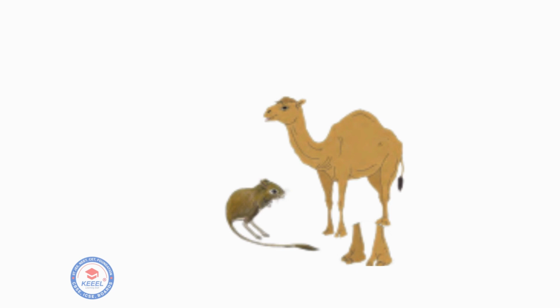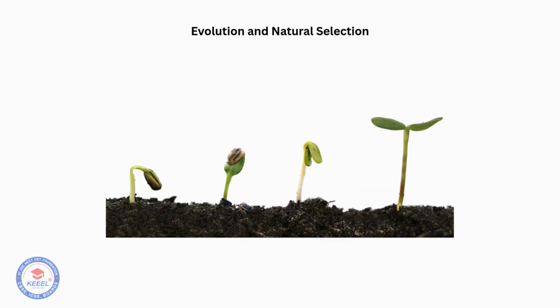Carnivores, like tigers, have sharp teeth to tear flesh. Insectivores, like frogs, have sticky tongues. Giraffes have long necks to reach high leaves. Many animals can blend with their surroundings. This is called camouflage.